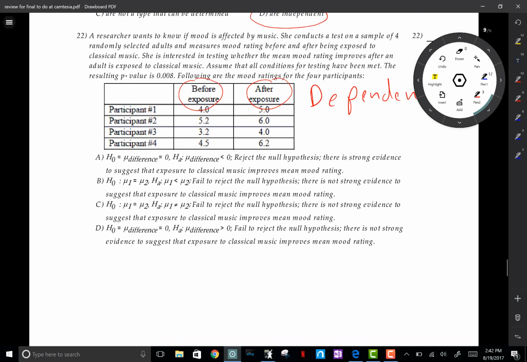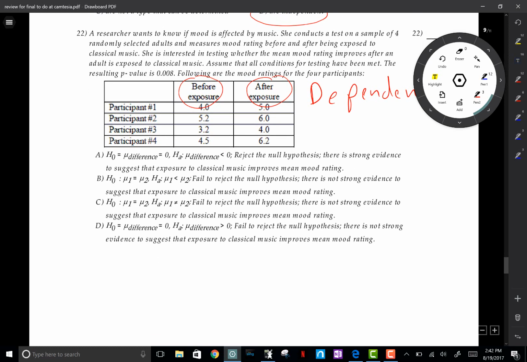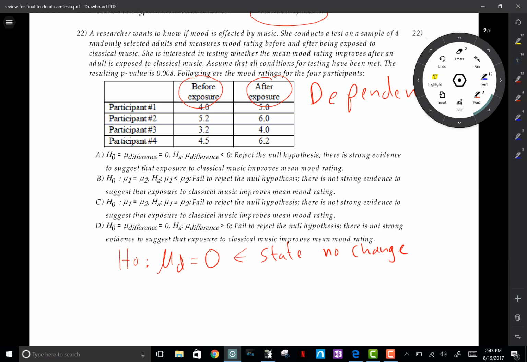So for this one, anytime we have a dependent data set, H0 should always be mu of D, where D is short for difference, is equal to 0. So this states no change. So mu D equal to 0 means that before and after, there is no difference. Then for the alternate hypothesis, you want to put mu of D not equal to 0.